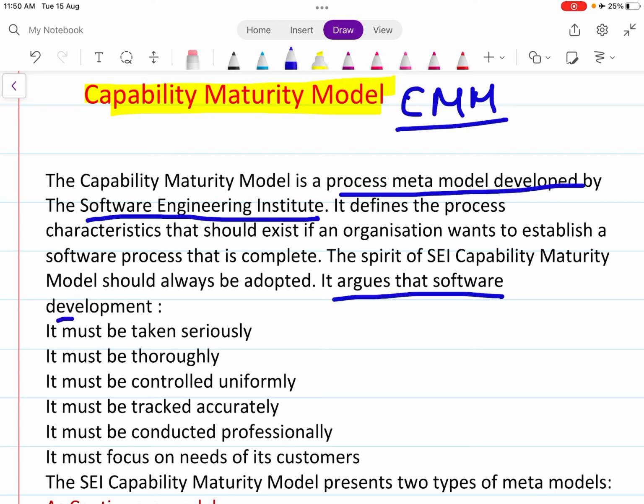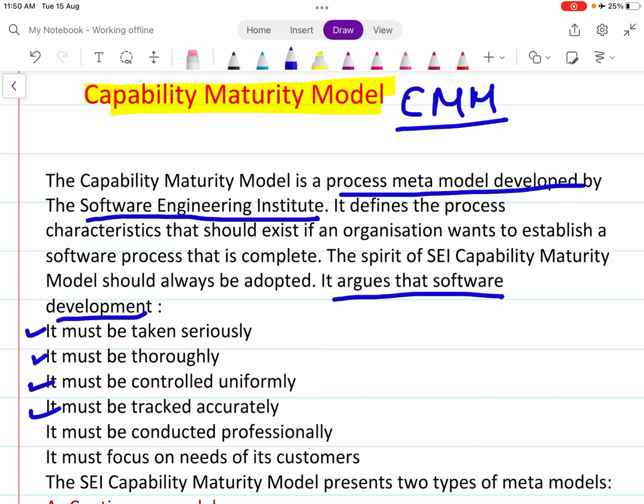So what does it say? It says that whenever you're doing software development, it should be taken seriously. It should be done thoroughly. It should be controlled uniformly. It should be tracked accurately, and it must be conducted professionally. It must focus on the needs of the customer. So these are the points to remember when making software.